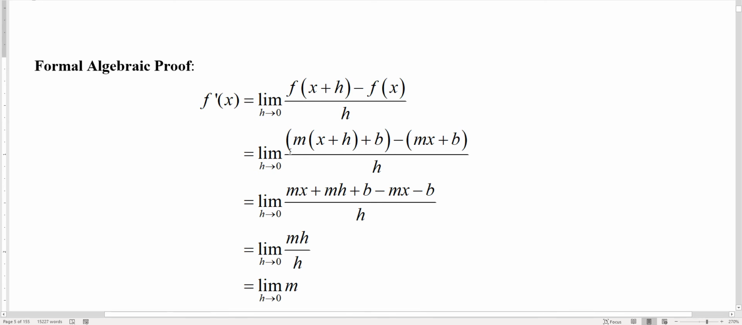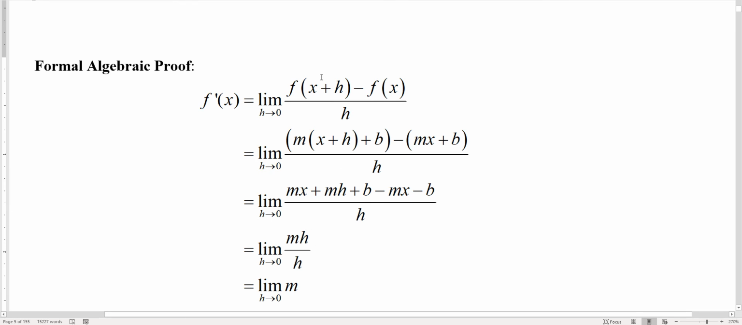Now I'm going to get rid of this first set of parentheses, and I'm going to distribute the m. This gives mx plus mh, then plus b. And here I'm going to distribute the negative 1, so this becomes minus mx minus b. Now notice the plus b and the minus b cancel. The mx and the minus mx also cancel out. So the numerator boils down to just m times h.